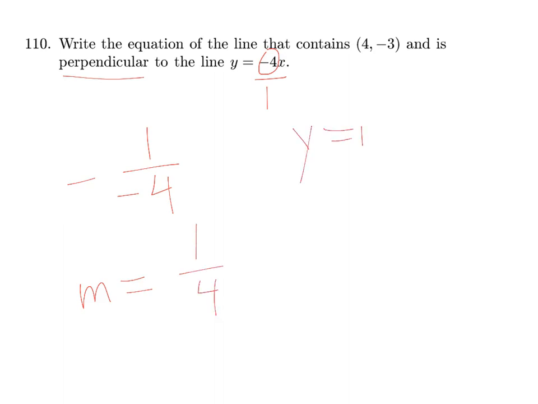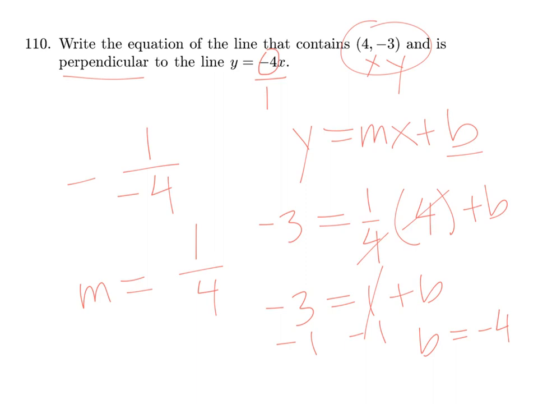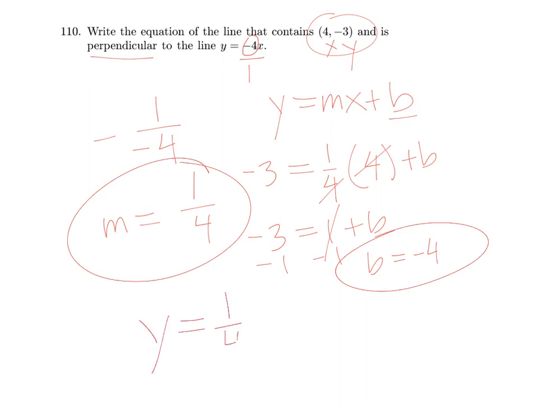Now I have y equals mx plus b, slope-intercept form. Now to figure out the correct b value, I use my point here. So let's plug in the x and y values along with the slope. So I have -3 is equal to 1/4 times 4, plus b. The 4s cancel out. I have -3 is equal to 1 plus b. Subtract 1, and b is equal to -4. So y is equal to 1/4 x minus 4. Done.